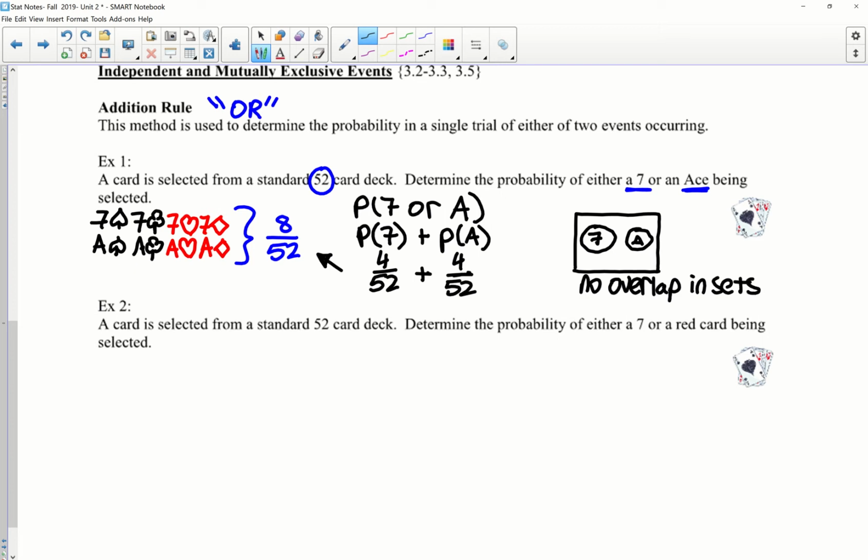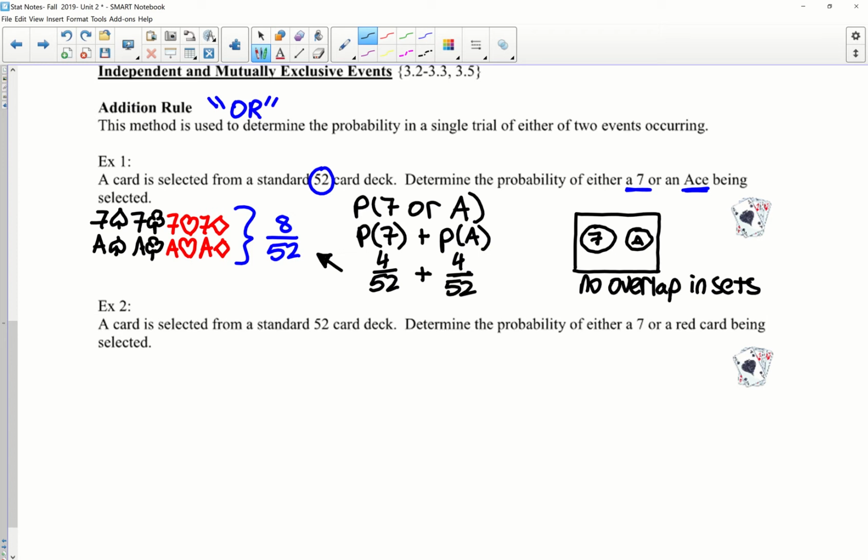All right, there's no way you could have a 7 be an ace at the same time. Sevens and aces exist independently of one another. The way a deck is structured, a card cannot have both a 7 and an ace on it at the same time. So there's no concern for that kind of overlap, which we're going to deal with in the second example. That's why I bring it up.